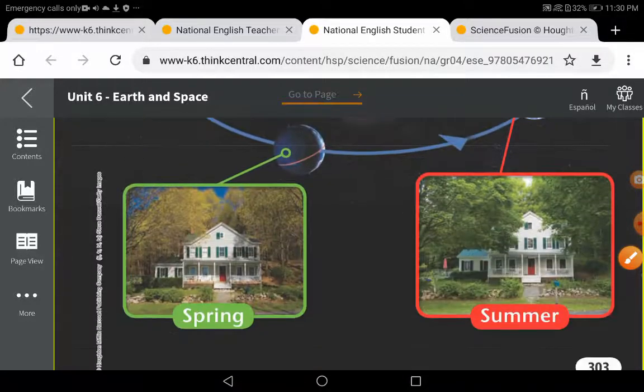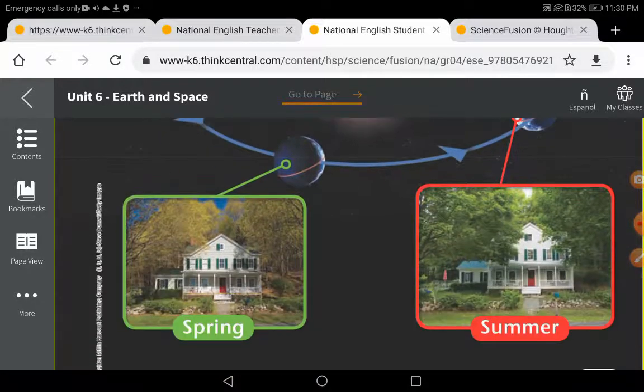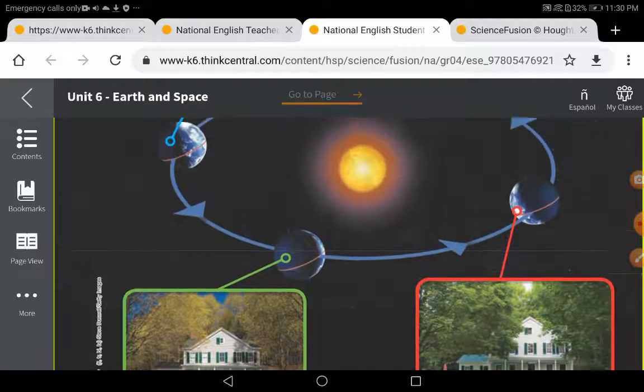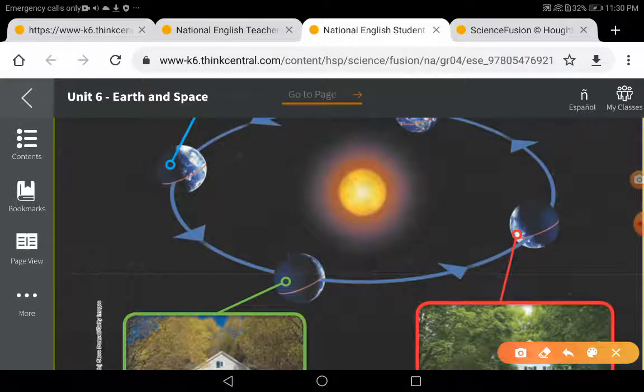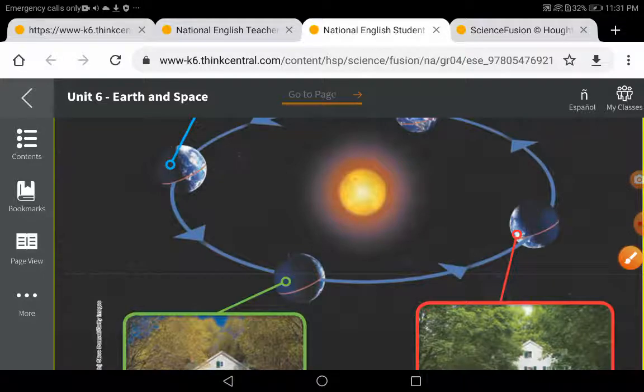Okay, let's see this position. In the north it's spring, and in this position in the north it is summer. Look at the tilt. The north is tilted to the sun, so it receives more sunlight than the southern hemisphere, which receives less sunlight. So in the north we have summer, and in the south we have winter. That's right, and so on.